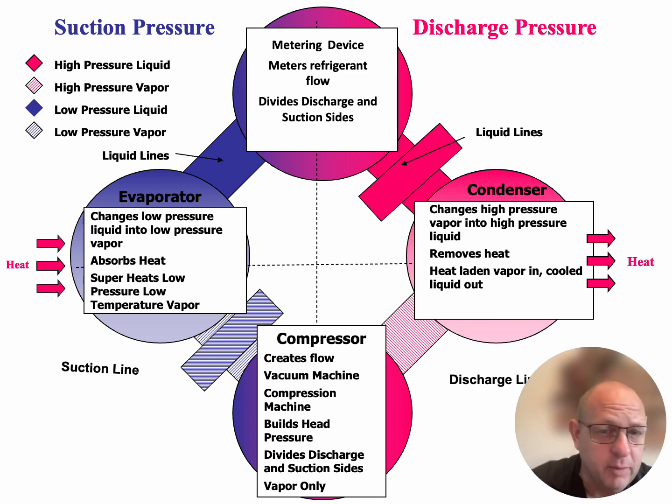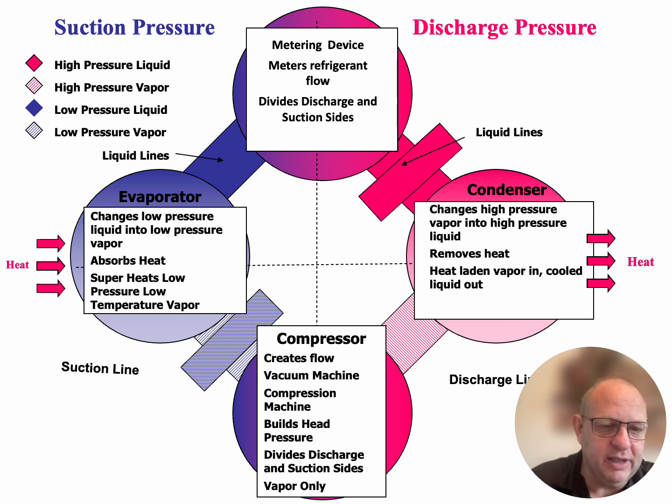So you've got the four components: the compressor, the condenser, the metering device, and the evaporator. The refrigerant's flowing from the compressor into the condenser, from the condenser to the metering device, from the metering device into the evaporator, and then from the evaporator back into the compressor. And the whole job of the system is to move heat from a place where we do not want it to a place where it makes little or no difference.